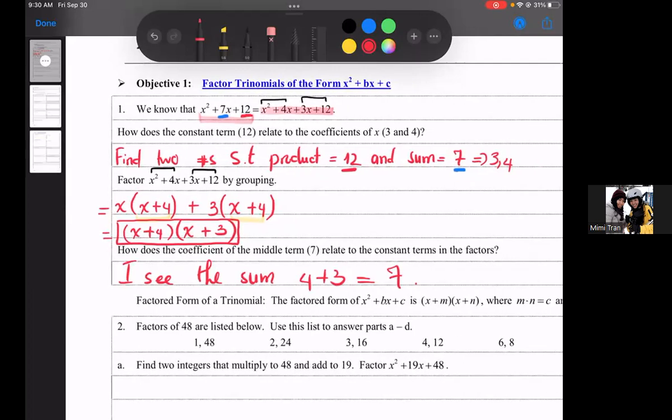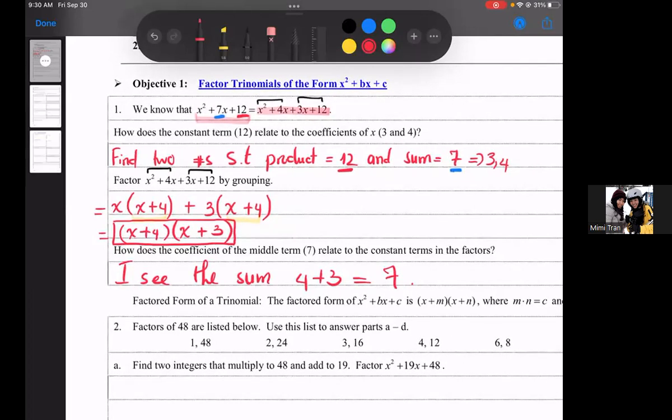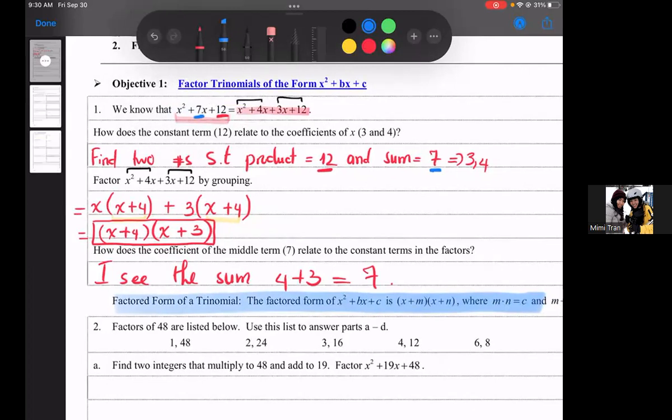Okay. So when you factor a trinomial of this form, you should have something like x plus m times x plus n. Well, not always. It doesn't have to be x plus m, x plus n all the time. It could be x minus m, x minus n, right? m could be a positive or negative number. I don't like how they put it, but it's not my note. They gave it to me.